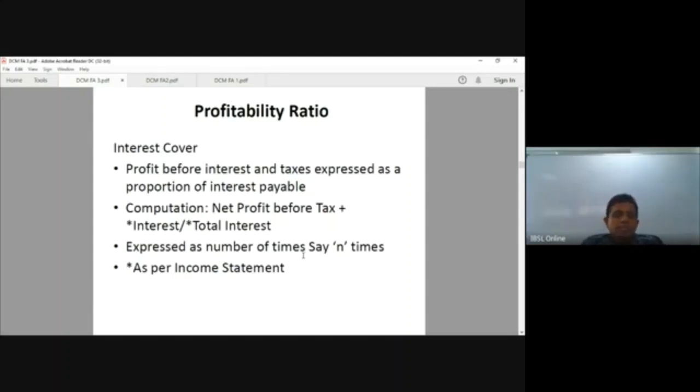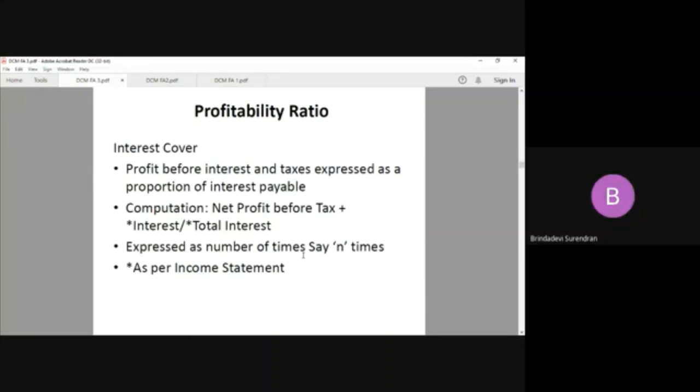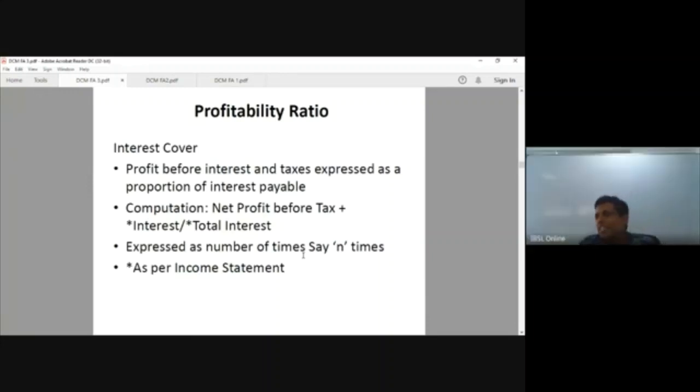Up to now, any questions you can raise? So please explain that interest cover again.